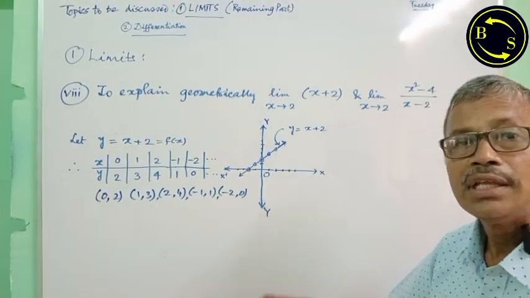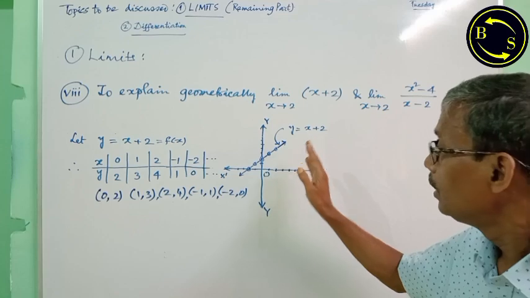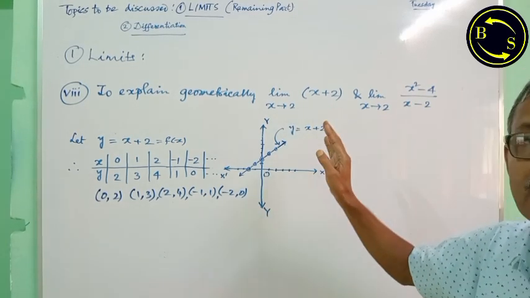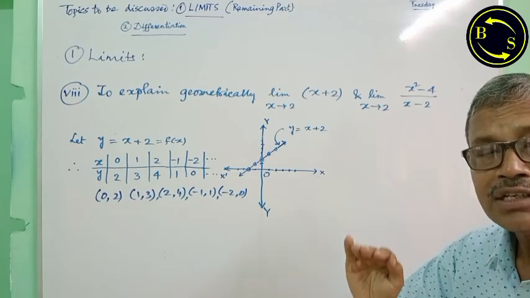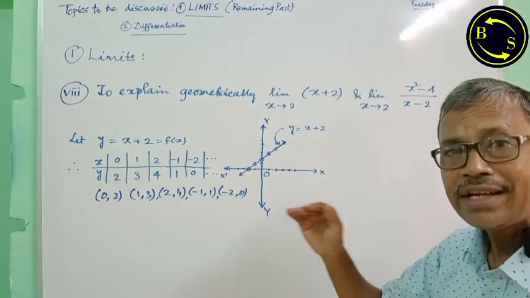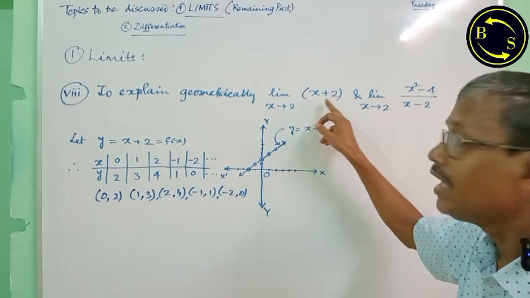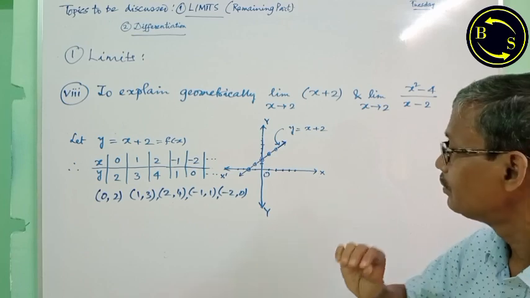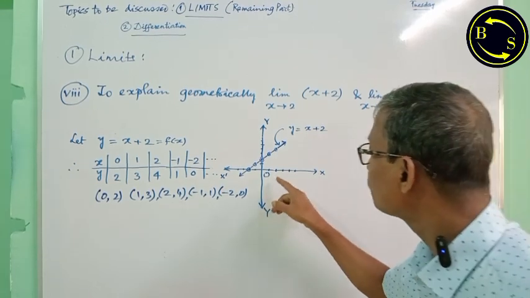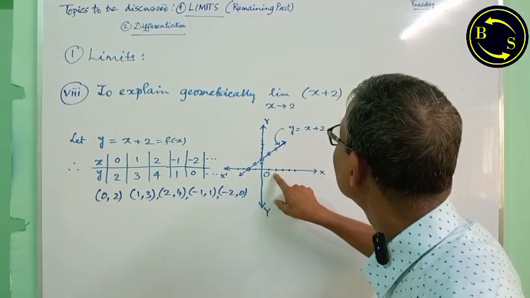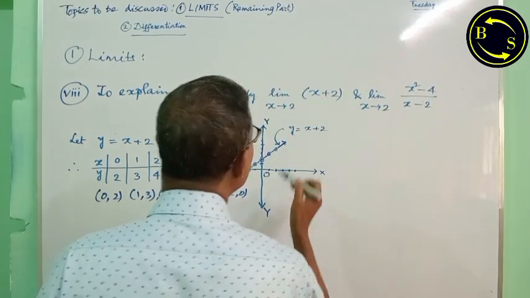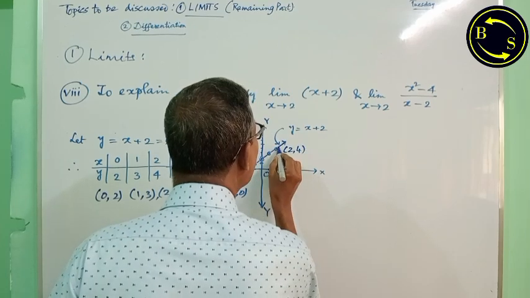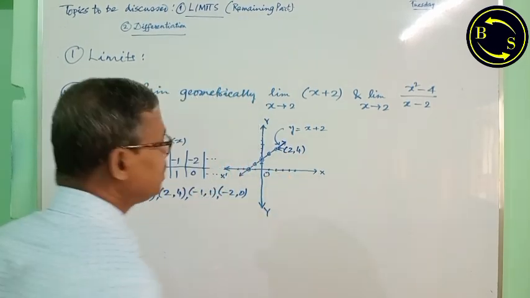What we find, there is no break at all, and when x tends to 2, that means when x is near to 2, slightly less than 2 or slightly greater than 2, the value of x plus 2 will be approximately 4, and from the graph it is clear when x equal to 2, this is the (2, 4) point.